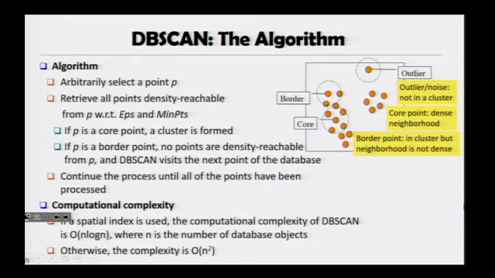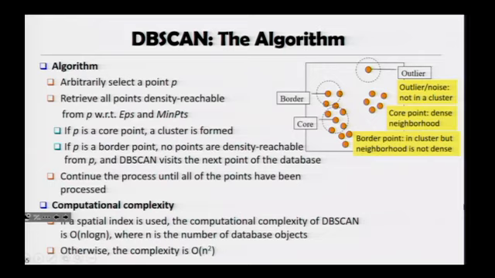The whole process can be categorized into three subcases when visiting a point. The first case is that the point P is a core point, and the algorithm can continue by growing the cluster through retrieving all the points that are density reachable from P. If the point is an outlier, the algorithm stops handling this point and visits other points. And if the point P is a border point, the algorithm will also stop at this point and try to visit the other data points in the database.